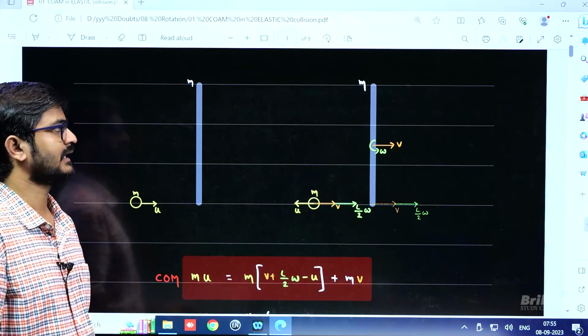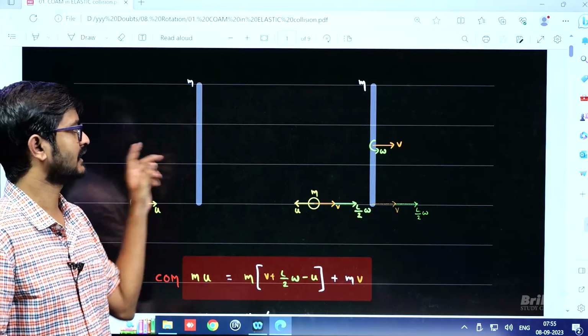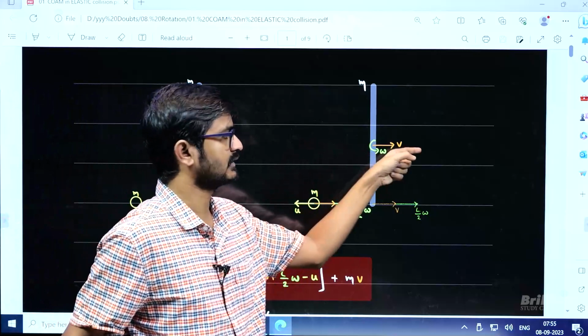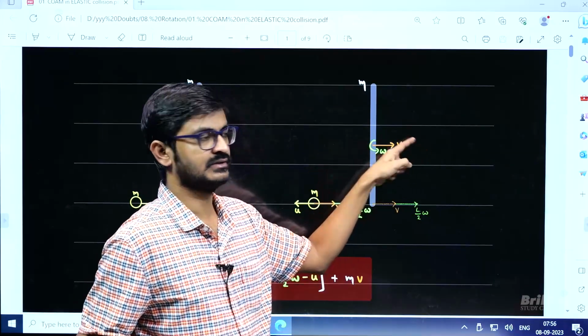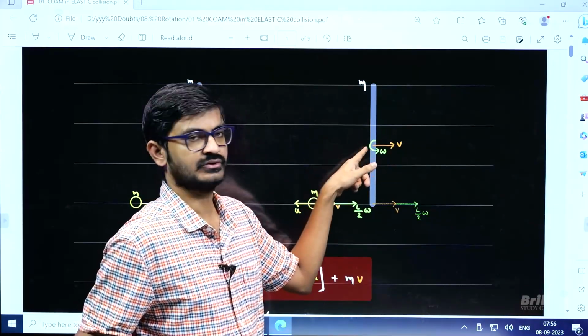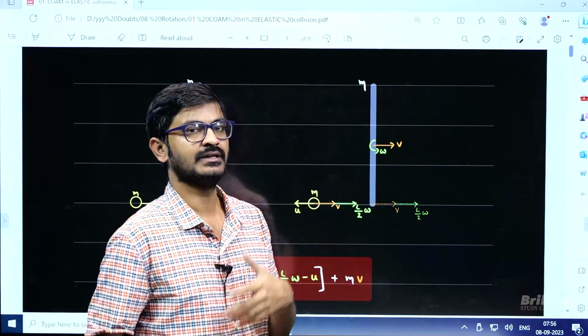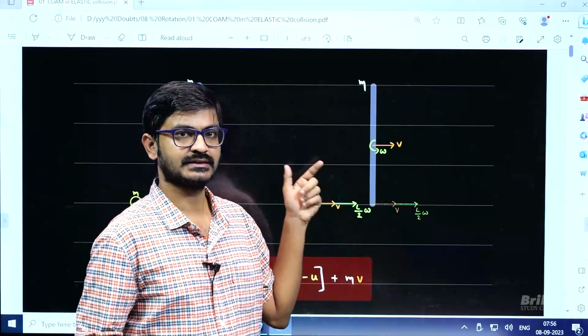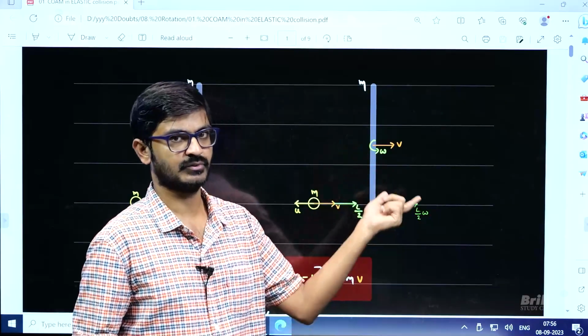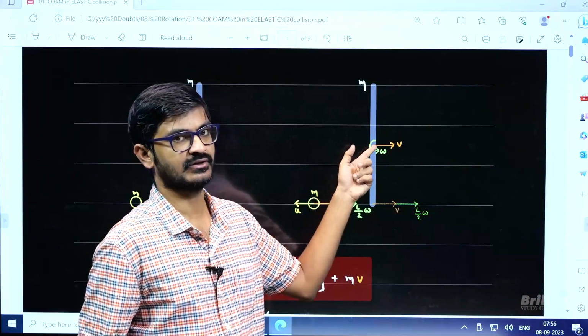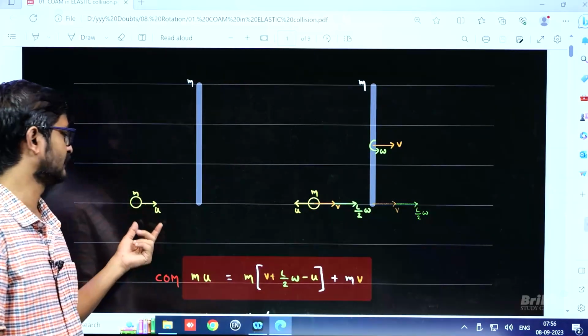So I am visualizing the rod's motion as follows: after collision the rod will have some velocity, that is the velocity of the center of mass, and there will be rotation about the center of mass. In other words, the rod's motion can be visualized as motion of one point and motion about that point. That point I am taking as the center of the rod for the time being. Okay, so this is before collision.